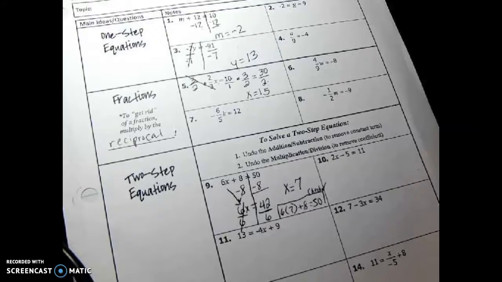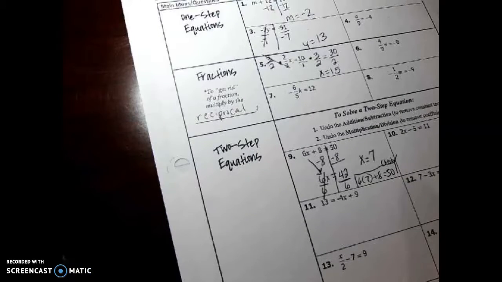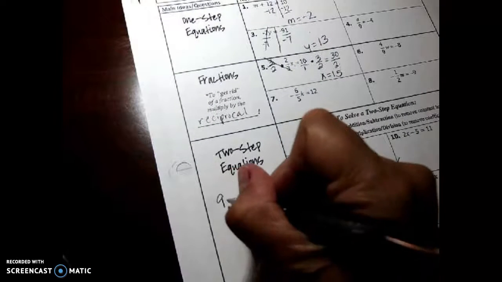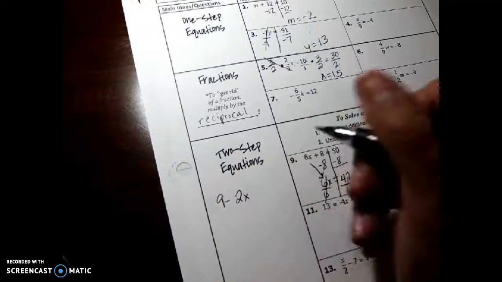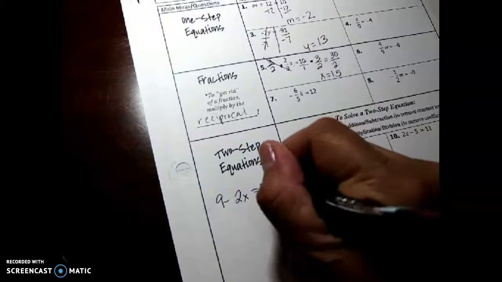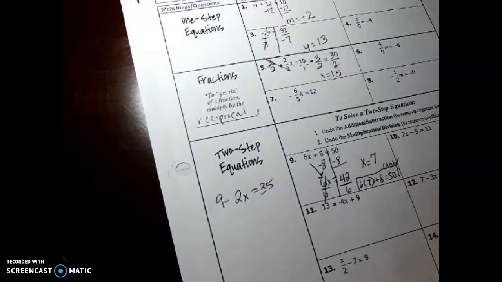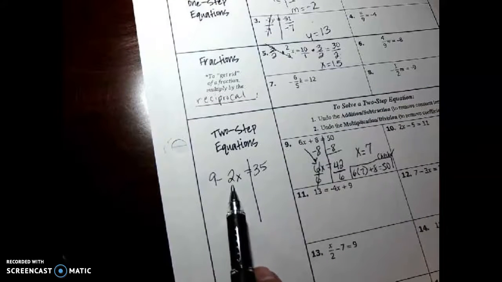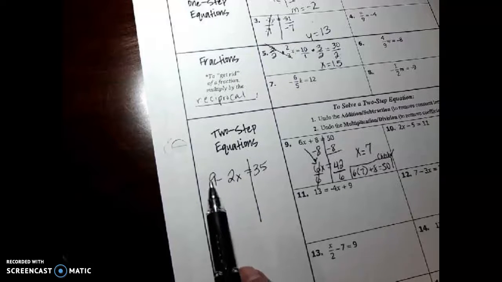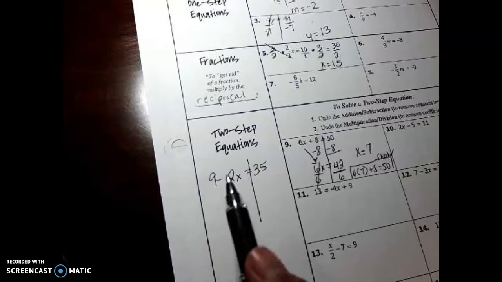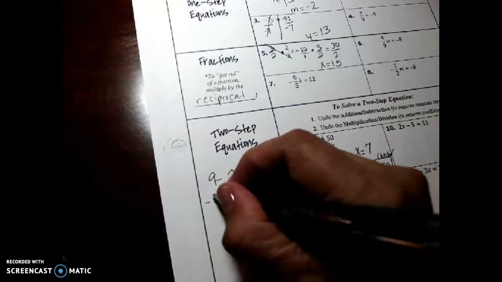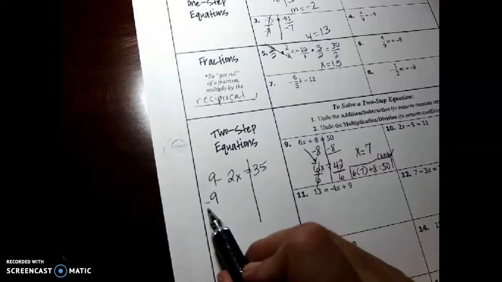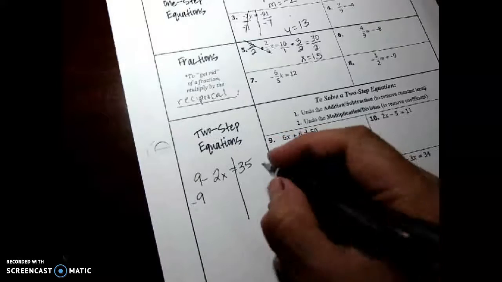All right, let's do another equation. Let's do it right here. 9 minus 2x equals 35. So I'm going to draw the line. Even though the 2x is right here, that's the last thing I'm going to deal with because the variable is the last thing we deal with. So I'm going to look at this 9. This is a positive 9, so the opposite is negative 9. I'm going to subtract that 9, and what I do to one side, I do to the other side.